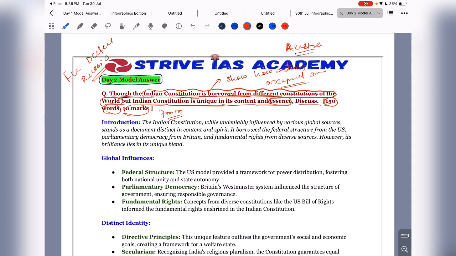And the second part: but the Indian constitution is unique in its content and essence. In the second part of your answer you need to write that though India borrowed different provisions from different parts of the world, they are modified, or appropriate changes are made as per the need of India. So in the second part we have to mention how, though we borrowed different provisions from different parts of the world, we suitably modified those provisions according to our need. That is all about the demand of the question.